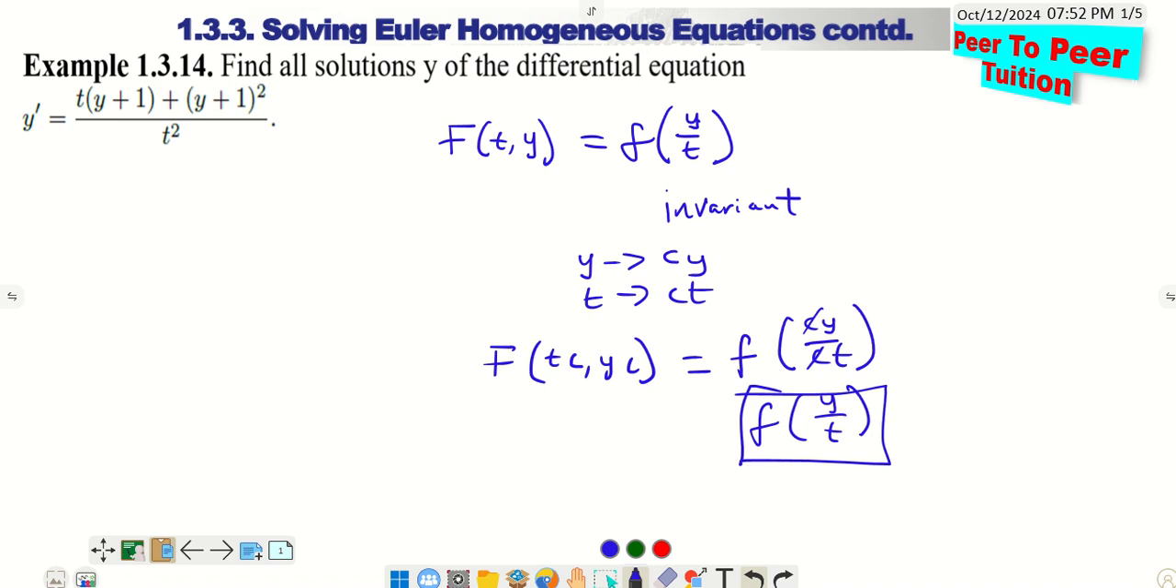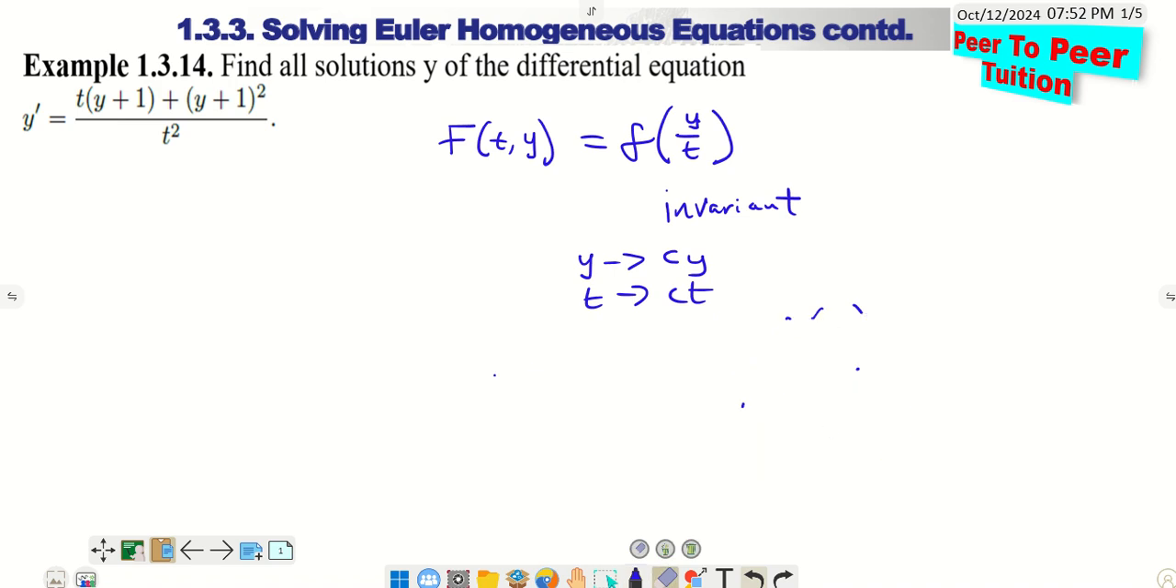So whenever you have a differential equation such that when you transform the dependent variable and the independent variable by some constant and the differential equation remains the same, then it means that that differential equation is homogeneous, that is, it is an Euler homogeneous equation. So let's come back to our question.